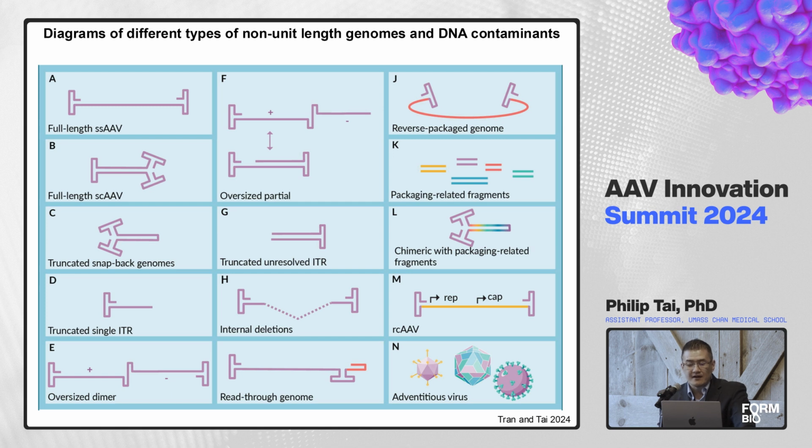And then there's RCAAV. So for those that run production cores, replication competent AAVs are the bane of the core, right? And I'll talk a little bit about this. And then, of course, there's also adventitious viruses.